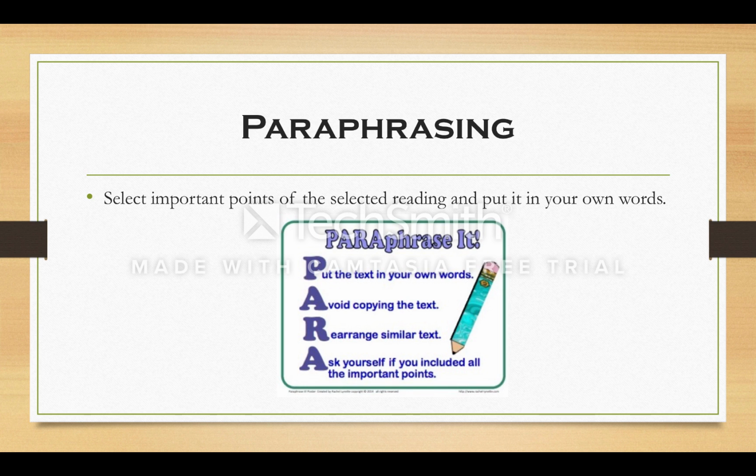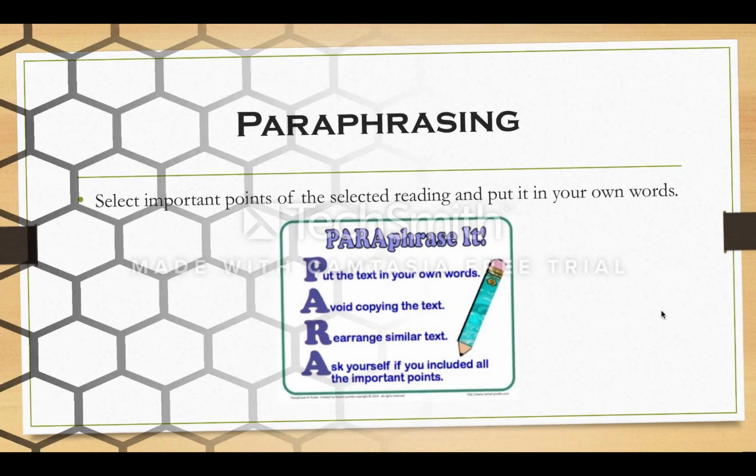Make sure you try to follow the steps, and paraphrasing is one of those steps that is going to give you a good summary. I could put right here: paraphrasing it. Put the text in your own words. Avoid copying the text. Rearrange similar texts and ask yourself if you included all the important points. So this thing right here is going to be your little table to guide you through summarizing. Moving on to the next slide.